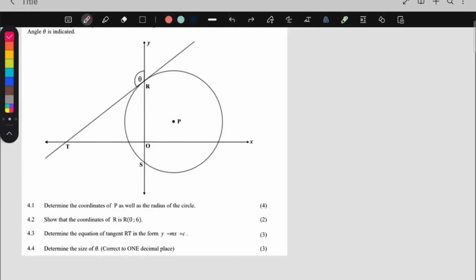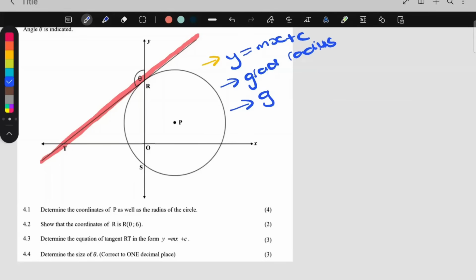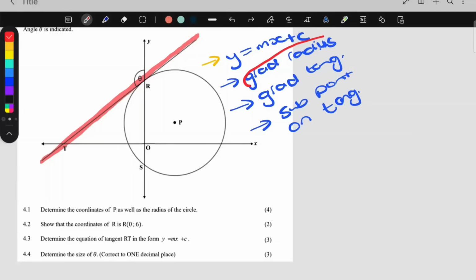4.3 says, determine the equation of the tangent RT in the form y equals mx plus c. So determine the equation of the tangent. Very important question, eh? So let's write our steps down. To find the equation of the tangent, we need the gradient of the radius of the circle, but this radius must go to the tangent, eh?